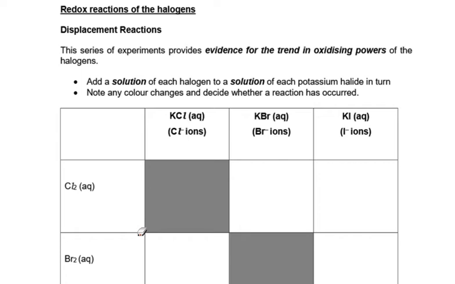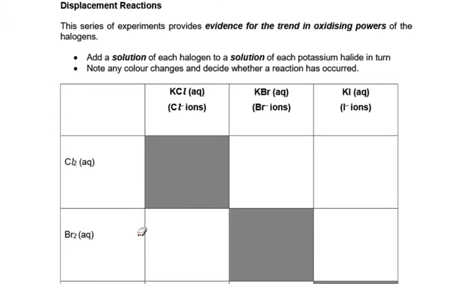In this video we'll look at some of the Group 7 displacement reactions and the oxidising power of the halogens. You'll probably have seen a video or a demonstration from your teacher, or perhaps a practical in class, on these displacement reactions already. So I'm just going to go over some of the observations that you will have seen and then write equations for those reactions.